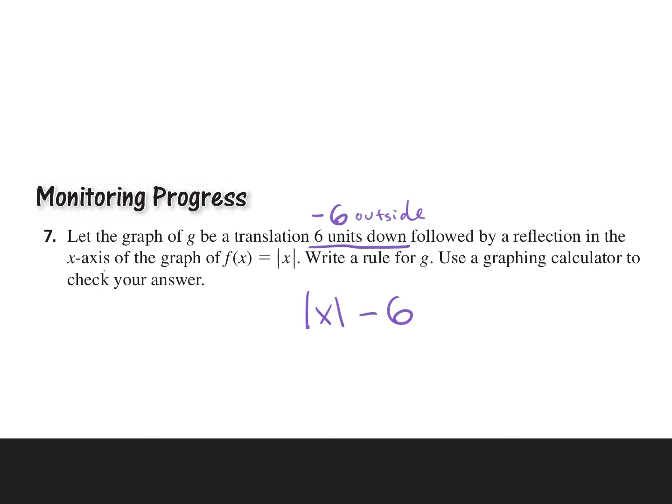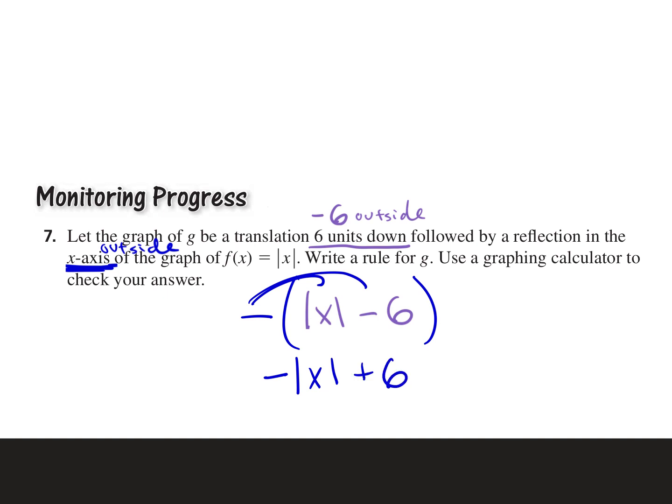Next, I have a reflection in the x-axis. How would I show a reflection in the x-axis? Negative on the outside. So that means it gets multiplied to the whole thing. So then what would I need to do? Distribute the negative. Does it go inside the absolute value or stay outside? It stays outside. We can't touch inside the absolute value. And then that negative times negative 6 would just turn it into a plus 6. So this is g of x.